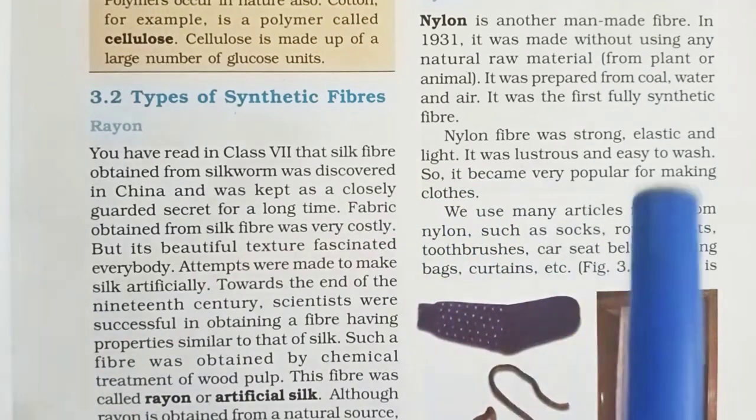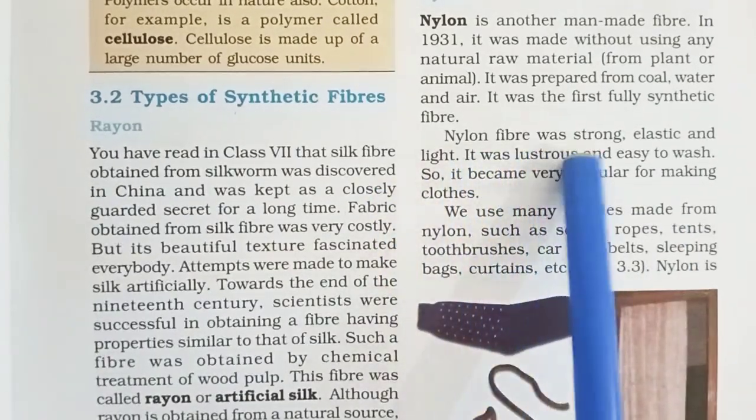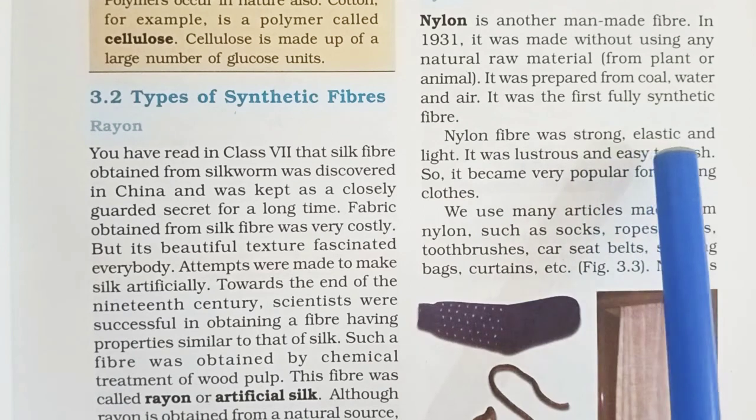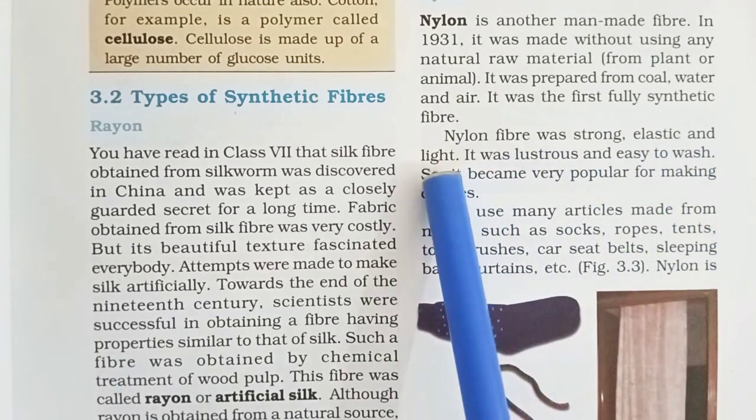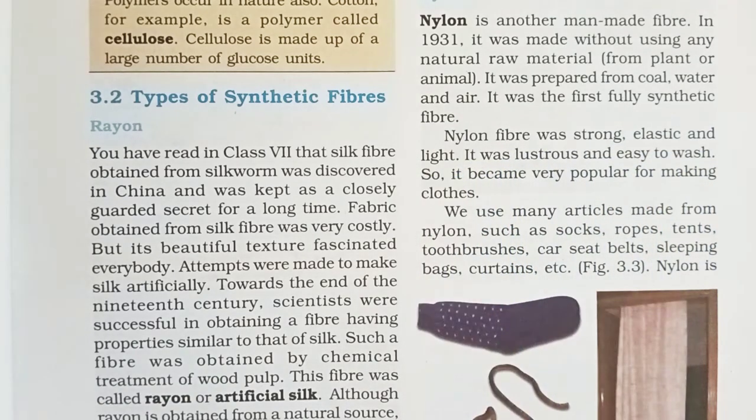See its properties. Nylon fiber was very strong, elastic and light, isn't it? See, three properties they have told you. The nylon fiber has come out very strong. When it is strong, what is the use? We can tie it to anything to pull, isn't it? If it is strong, we can use it as a rope to tie and pull.